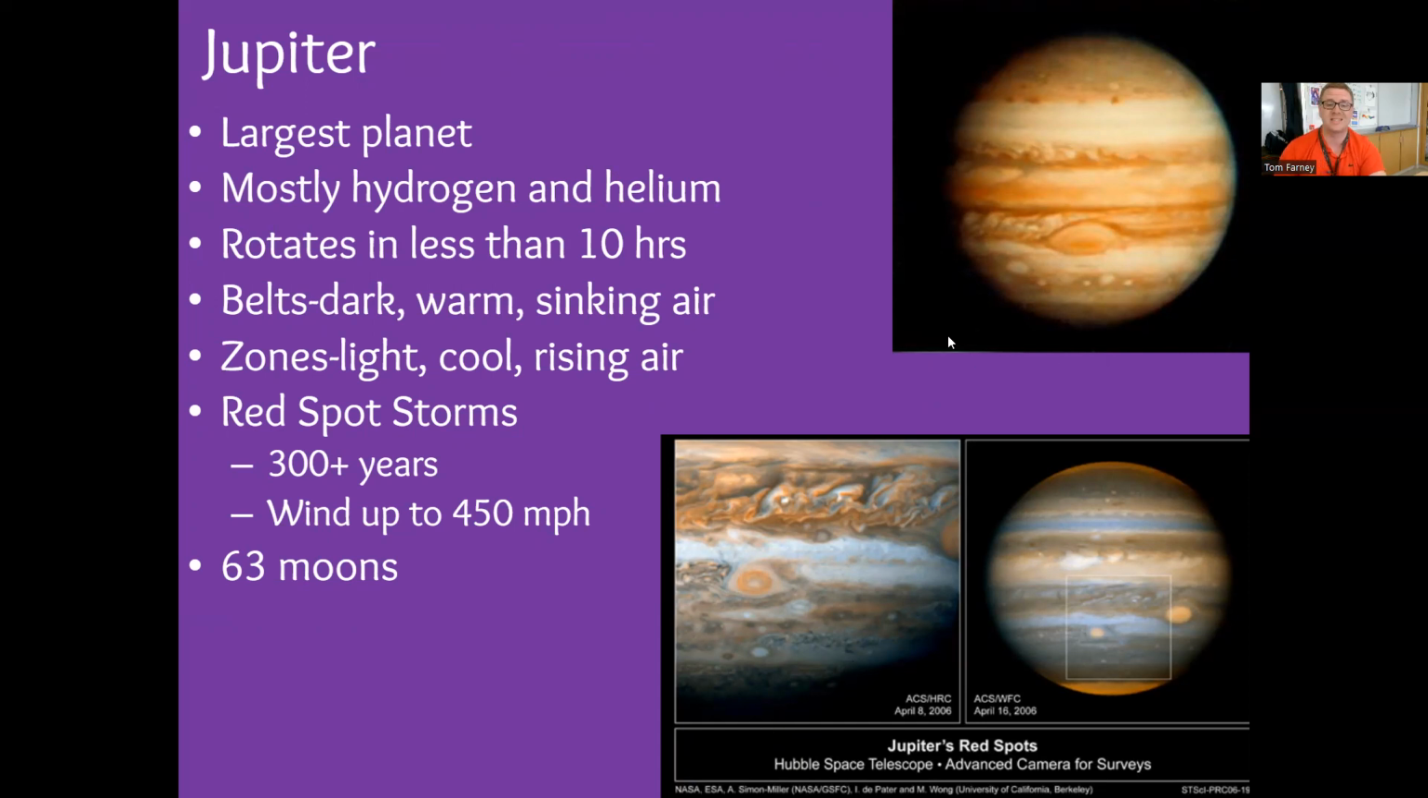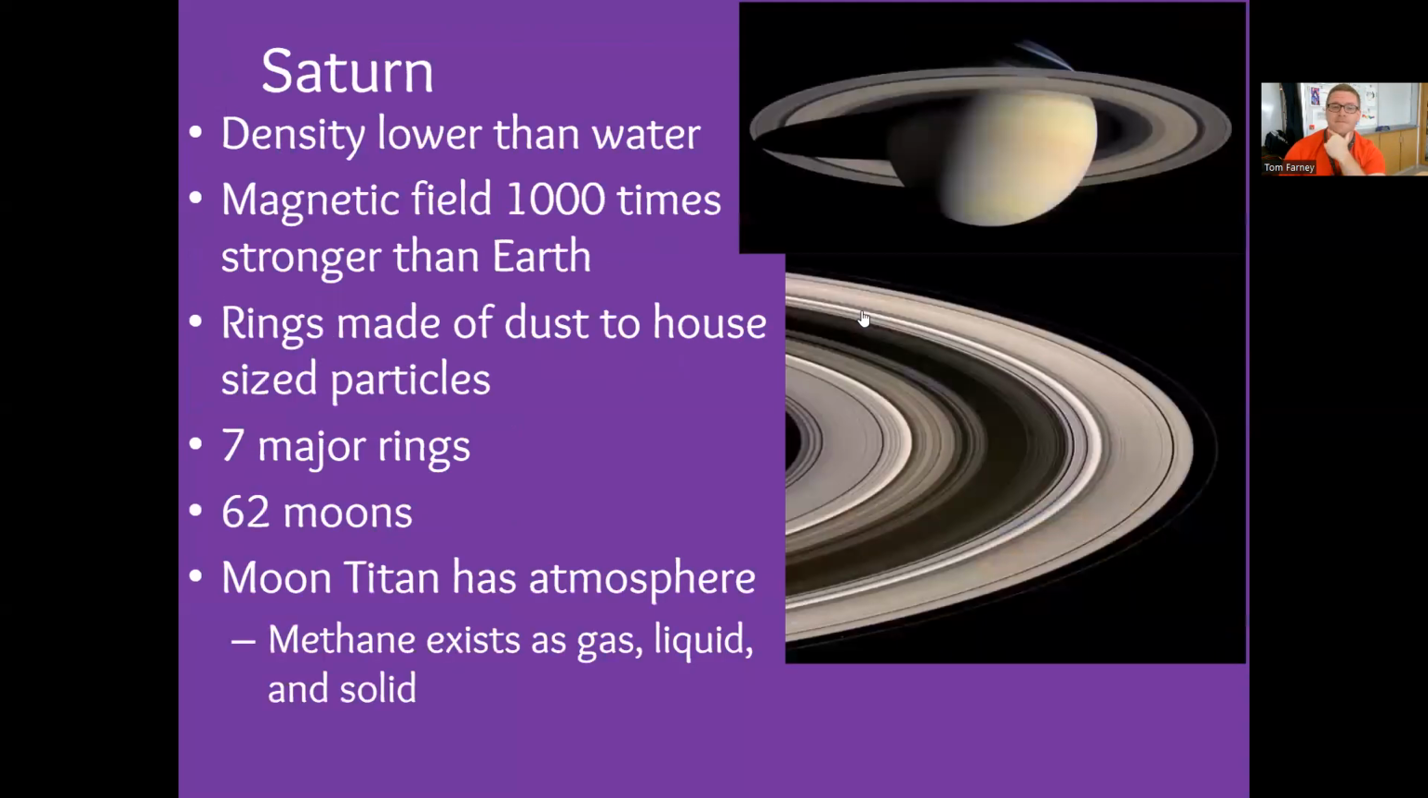Jupiter also has a ton of moons. We got 63 natural satellites around Jupiter. So Jupiter is a really cool planet. That's why it's my 3rd favorite planet.